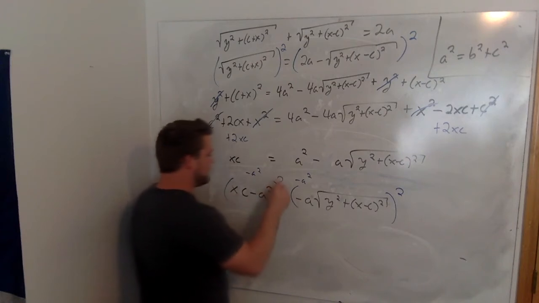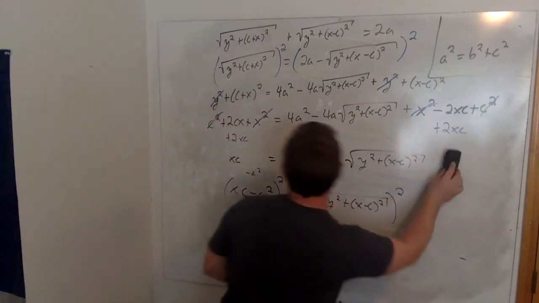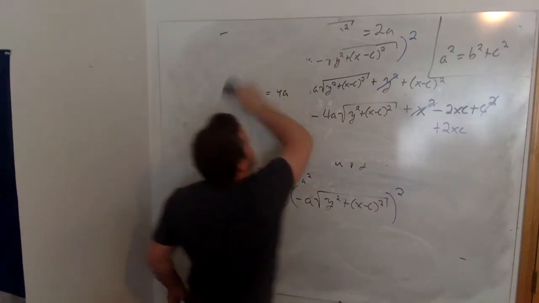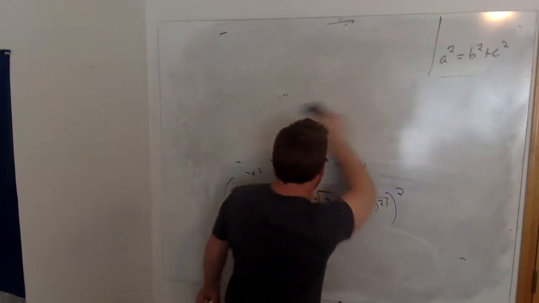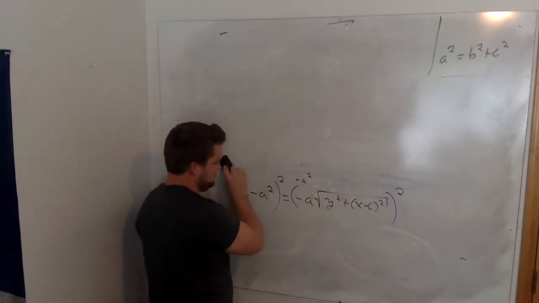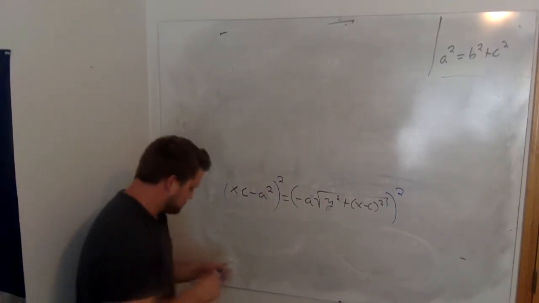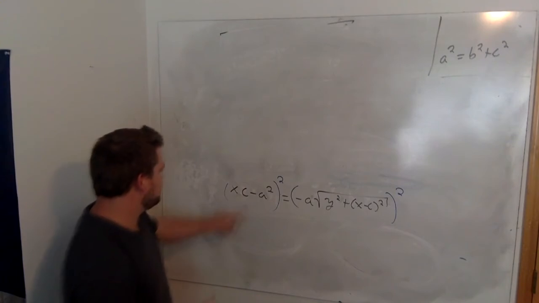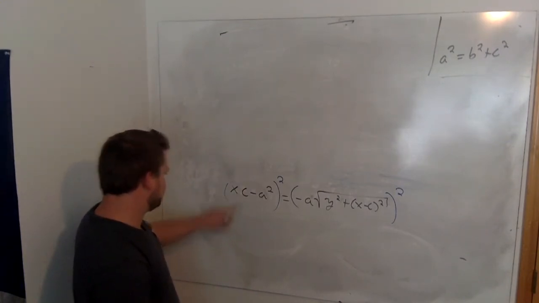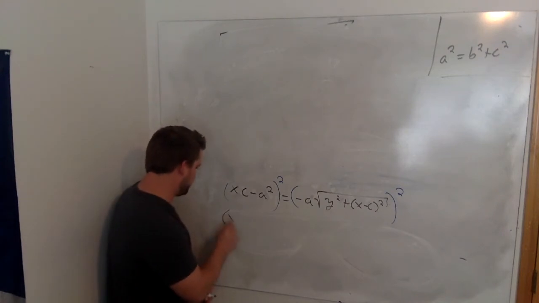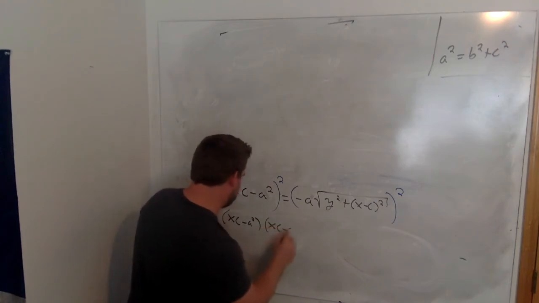Because we're running low on space, I'm going to maybe move this up. Okay, we're not done yet, but we're getting somewhere. Let's go ahead and FOIL out the left-hand side. Maybe this one I will write out so I don't make a mistake: xc minus a squared times xc minus a squared.